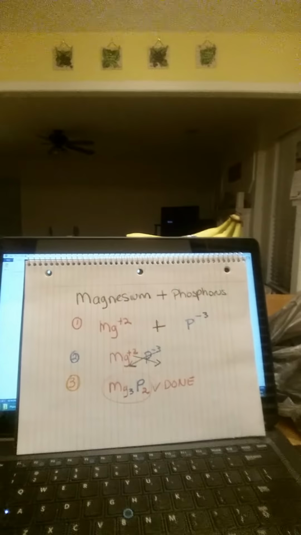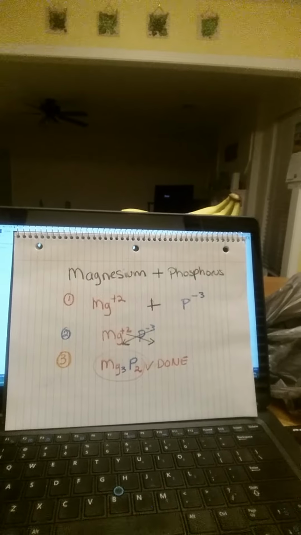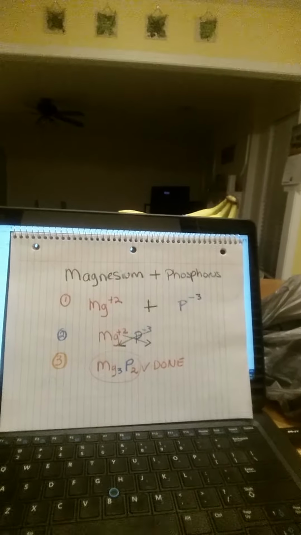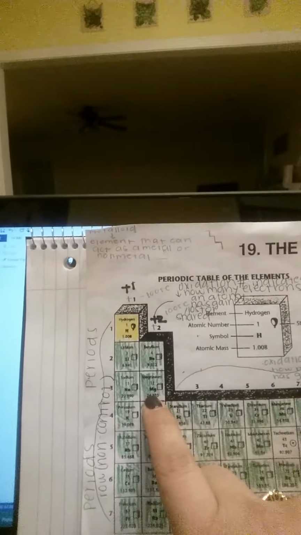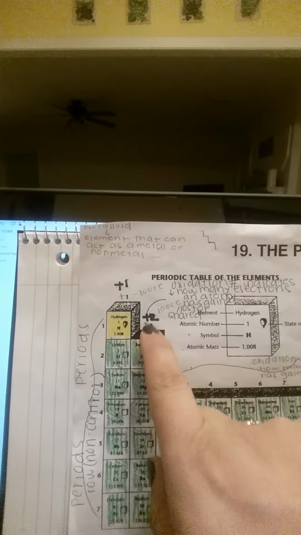All right, so let's do another one. Let's look at magnesium plus phosphorus. Can they make an ionic bond? Well, we're going to go to our periodic table, and if you notice, magnesium is a metal and it has an oxidation number of +2 because everybody in group 2 has a +2.